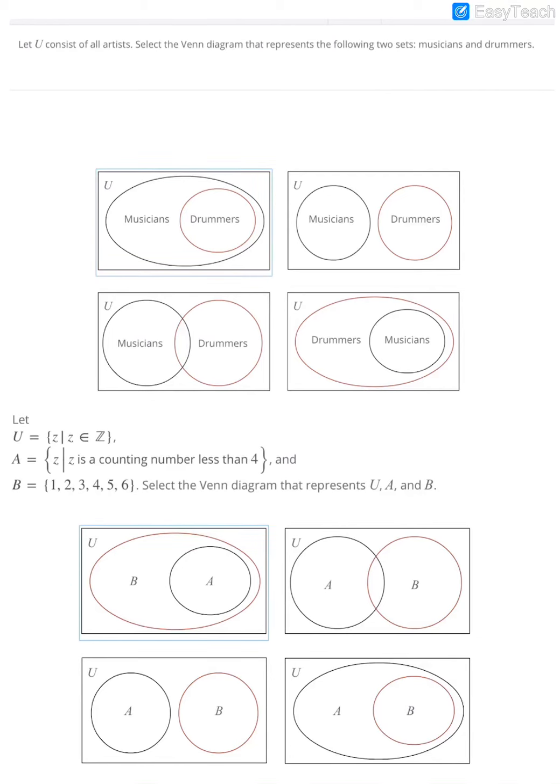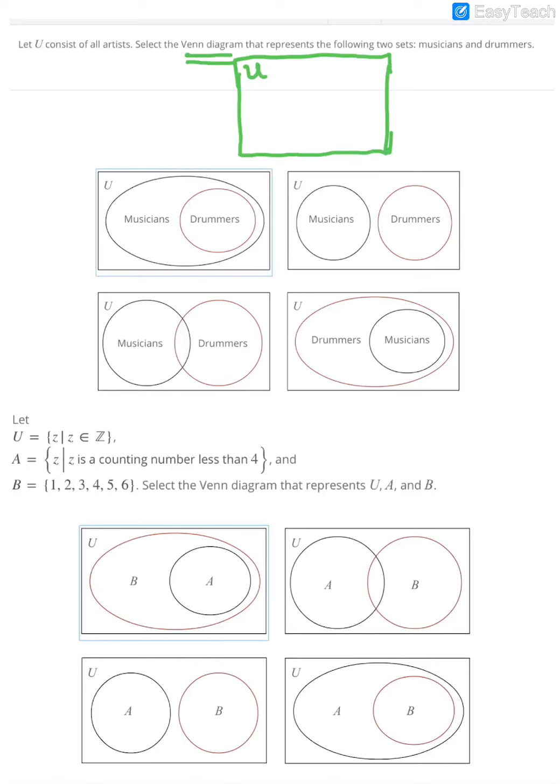We are going to look at Venn diagrams of sets. A Venn diagram is basically a picture showing relationships of sets. In this first example, U consists of all artists. So U is like our universal set. And when we're drawing a picture, we typically represent that universal set with a rectangle. So that's all my artists.